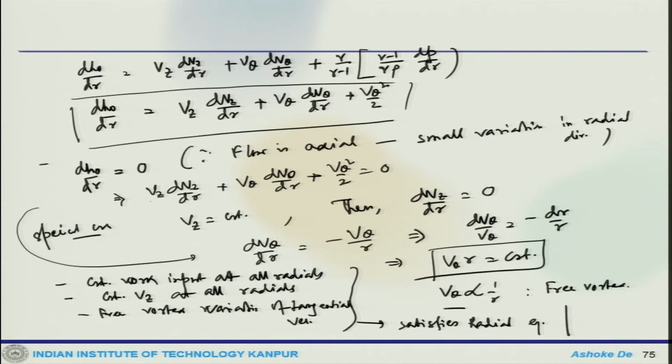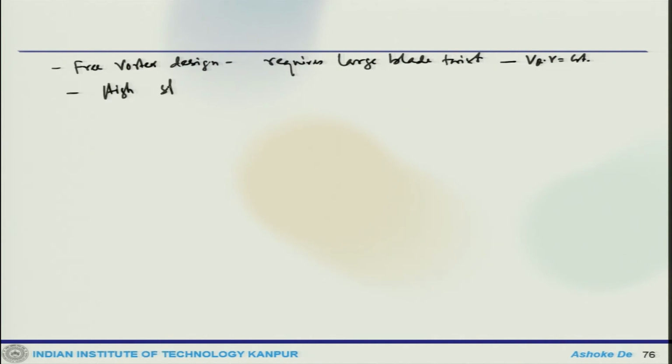Now, what is important is that when we have a free vortex design, this requires large blade twist in order to maintain V theta into r equals constant. So, that means high structural stress, which may lead to blade failure, and large absolute velocity at the rotor exit.